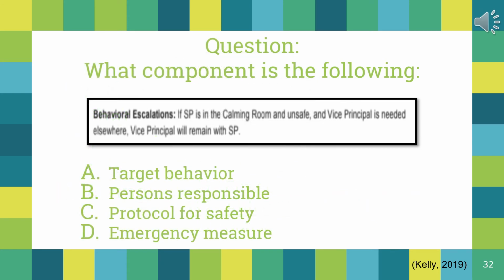Question: what component is the following? Behavioral escalations. If SP is in the calming room and unsafe, and the vice principal is needed elsewhere, the vice principal will remain with SP. A, target behavior. B, persons responsible. C, protocol for safety. Or D, emergency measure. On your homework sheet, fill in what component is the following. I'll give you some time to get that filled in.